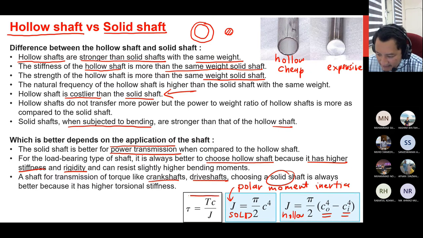So how is the performance? It depends on this particular thing lah. Lagi besar J, lagi kurang lah shear stress dekat shaft tu. So if you have a very big J, shear stress dekat shaft akan lebih kurang, mengurang dengan banyak lah sebab di bawah kan. It's on the lower side.